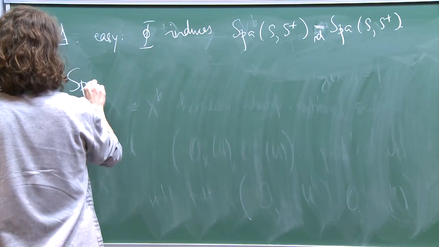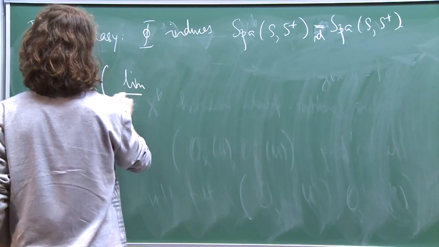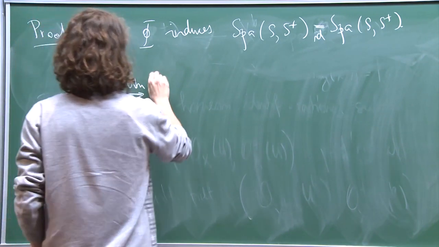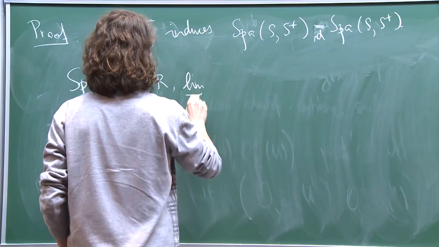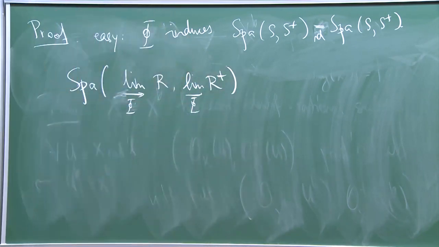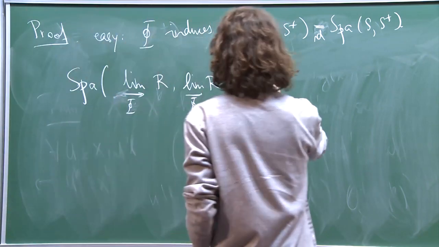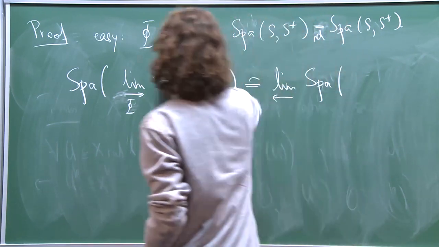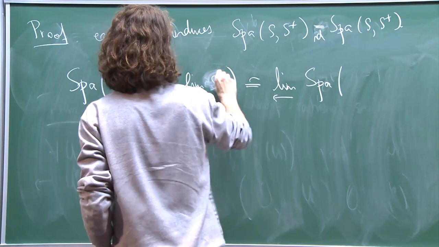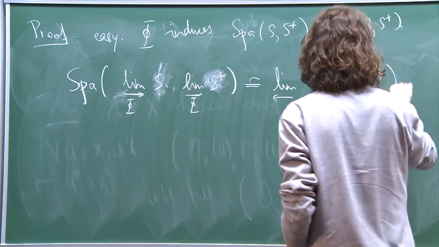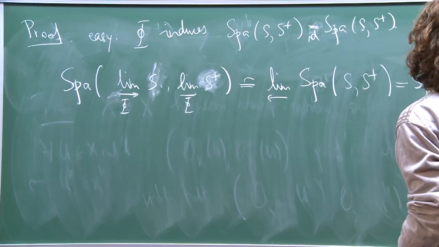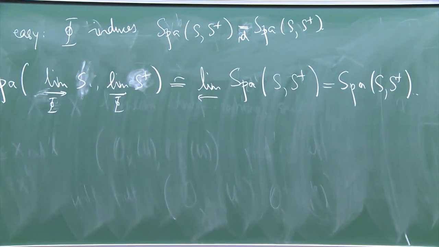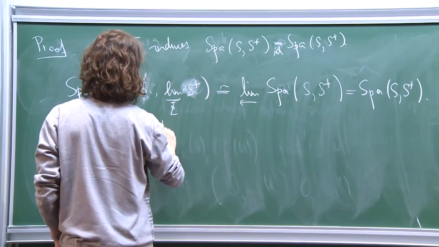Somehow it's also clear that you can define this adic spectrum also for non-complete things. And a general fact is that taking a filtered direct limit corresponds to taking the filtered inverse limit on the spaces. It's the inverse limit of this, but because all transition maps now are the identity, that's just the Spa of S, S plus. And it's a general fact due to Huber.